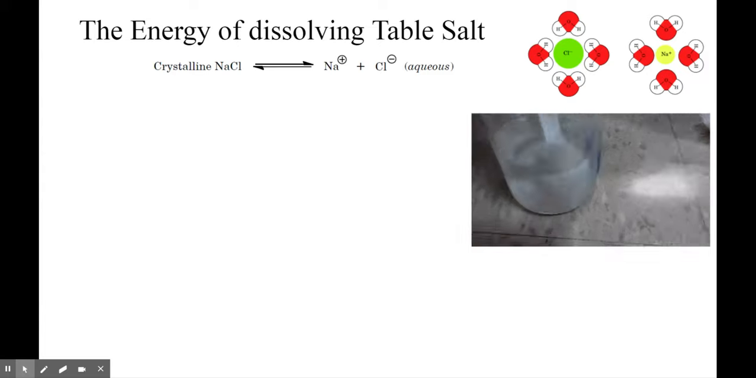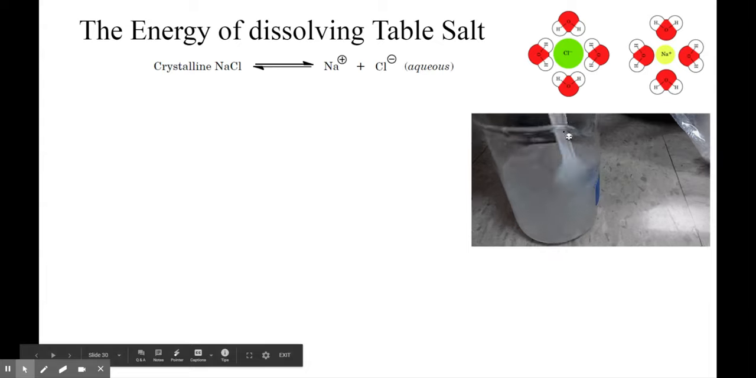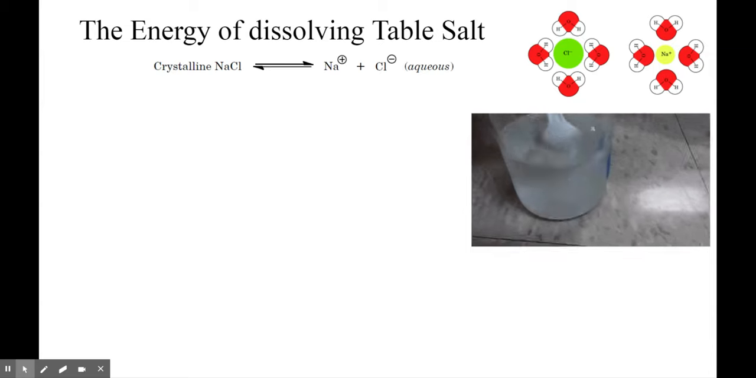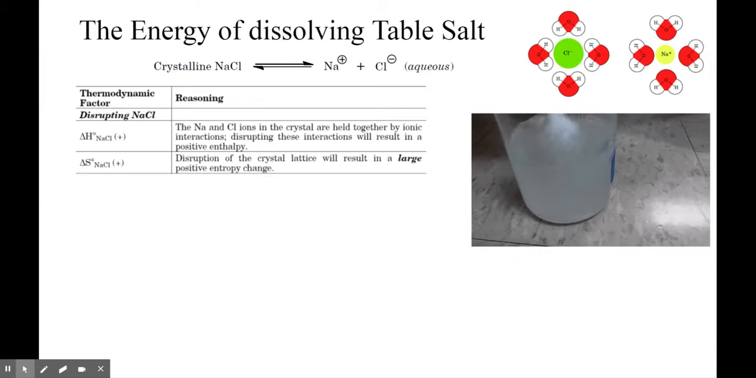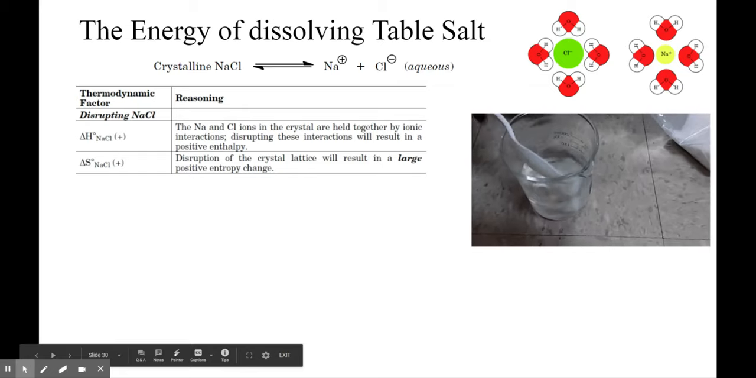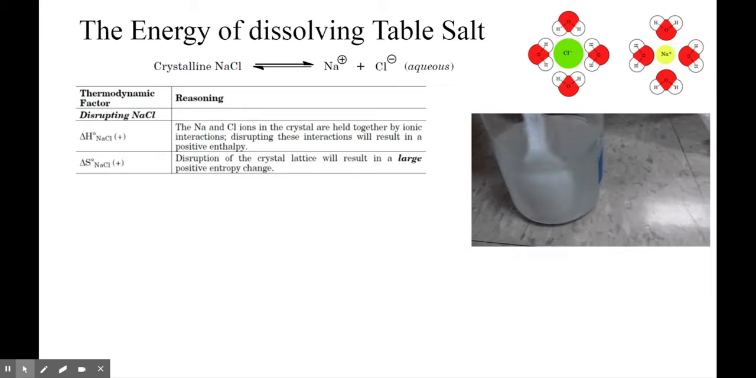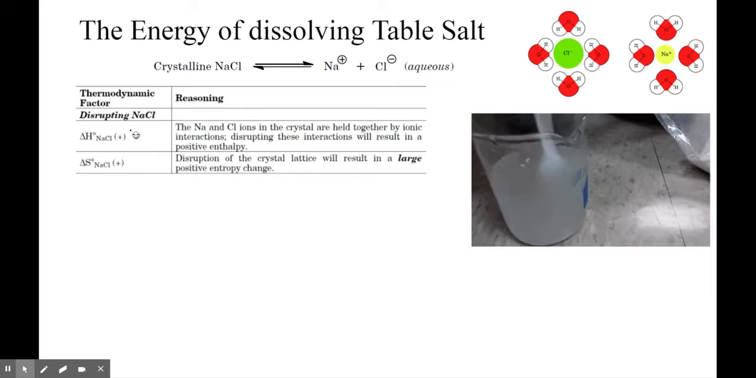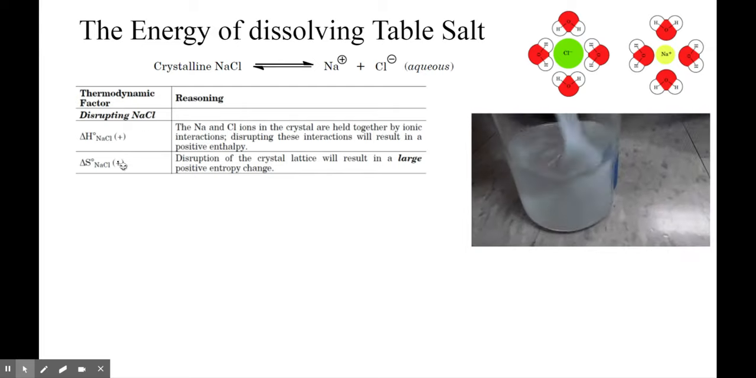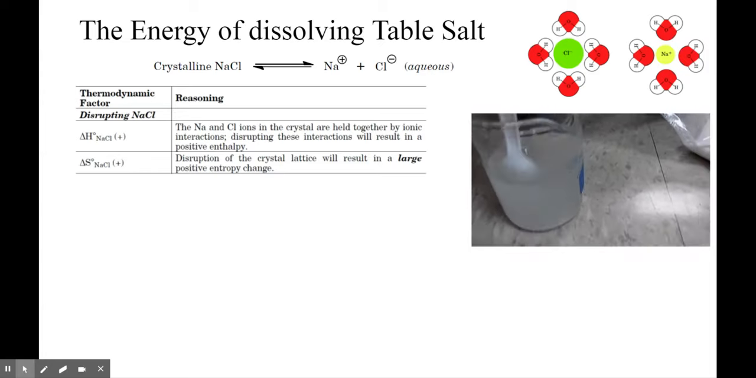So as an example, let's look at how these things weigh in together. Here we have some salt being added to water. You know that salt dissolves, but let's think about all the different things that combine. For salt to dissolve, you have to break apart the crystal lattice, and anytime you break bonds, that's generally going to take energy. So it's endothermic. The delta H for breaking NaCl is positive, but breaking it apart also increases entropy. So both those factors come into play.